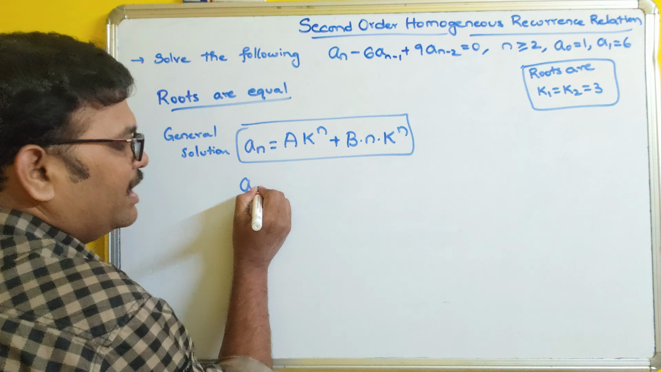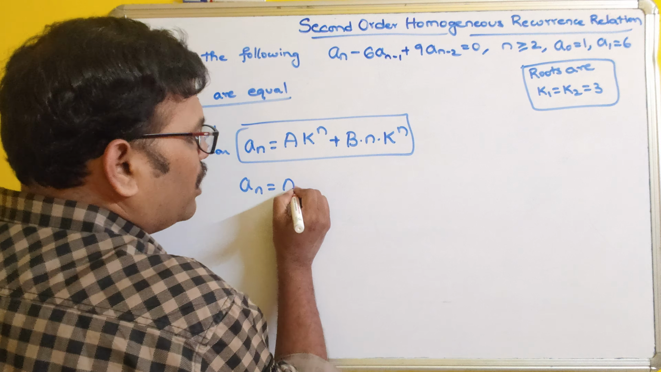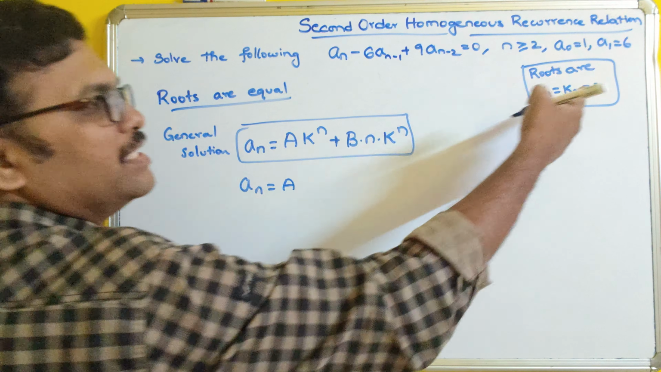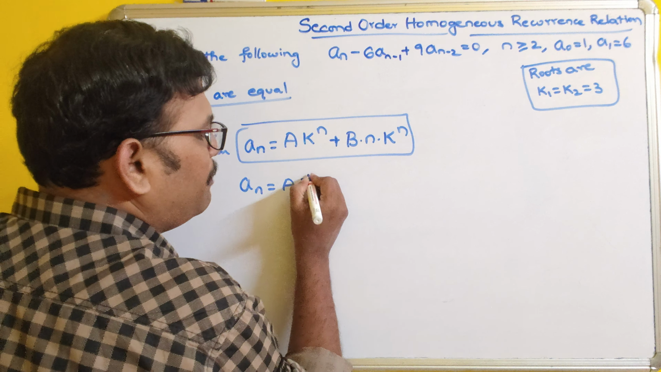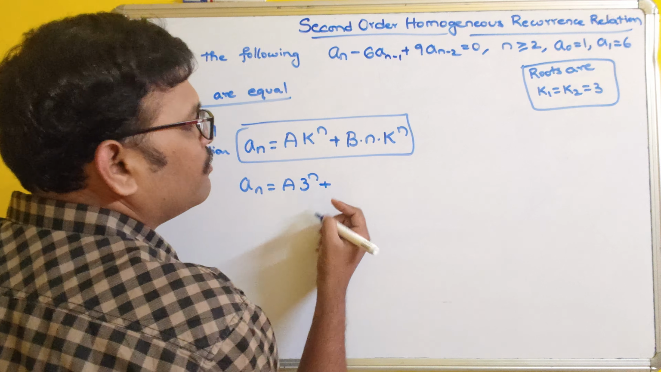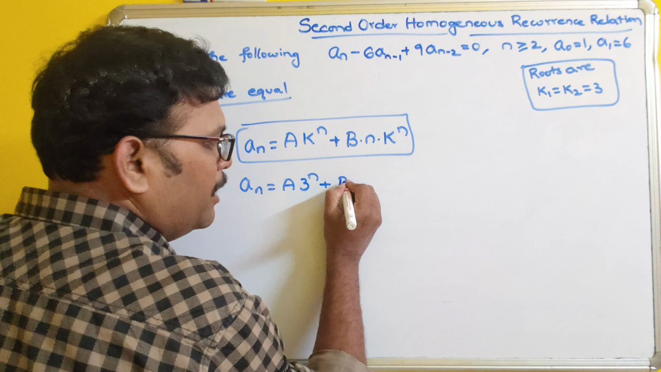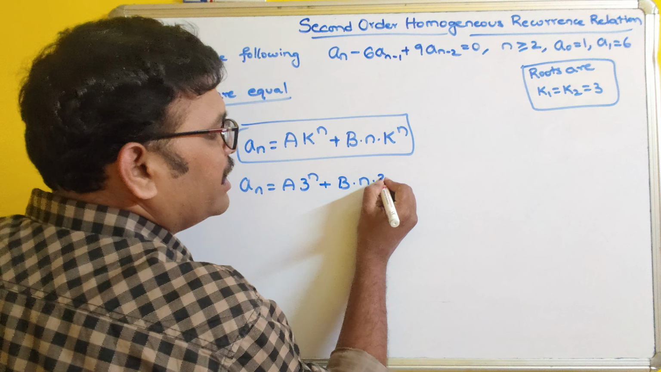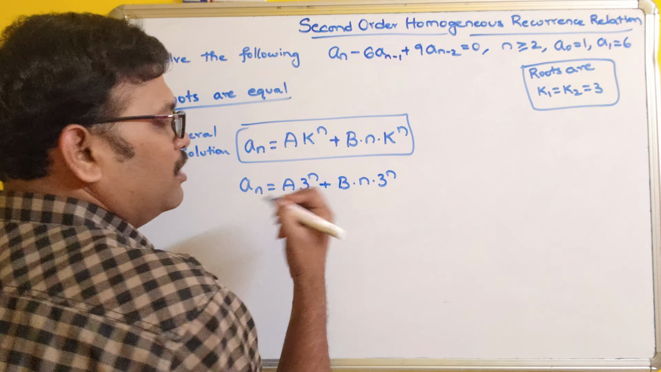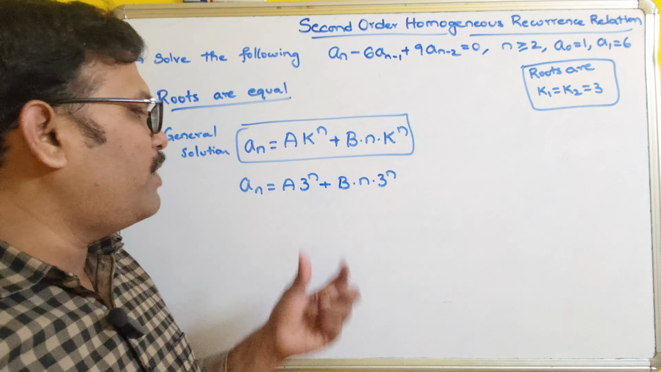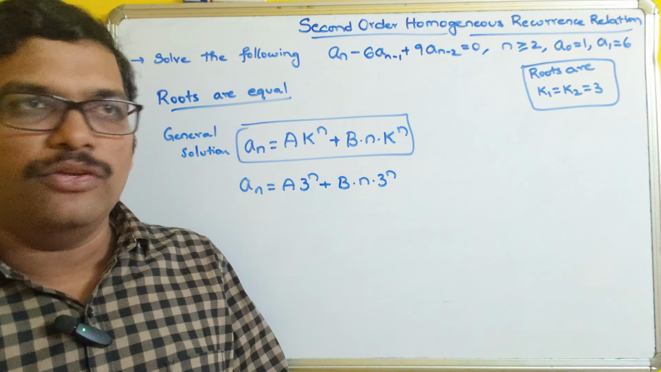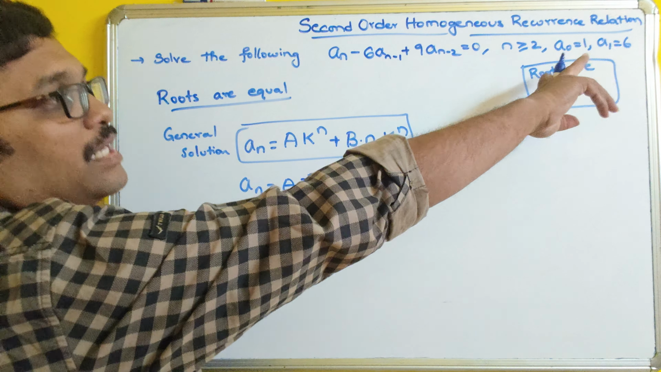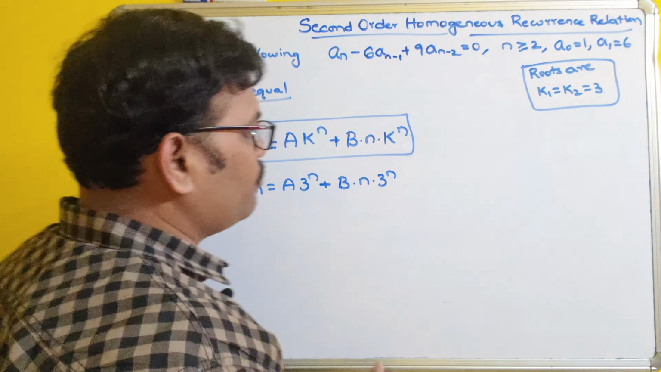So a_n is equal to, we don't know the capital A, where k is 3. So A times 3^n plus, we don't know B, so B times n times 3^n. So we need to find the A value and B value. For that we have the initial conditions: a_0 equal to 1 and a_1 is equal to 6.